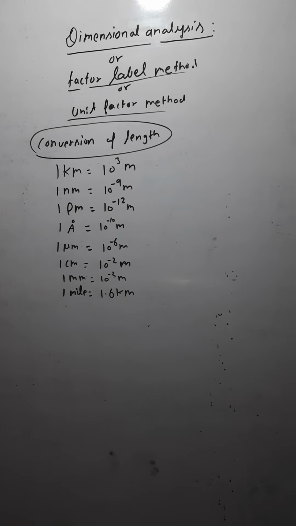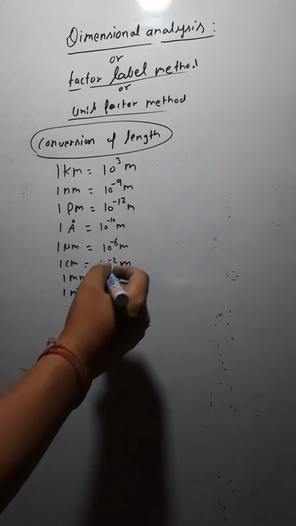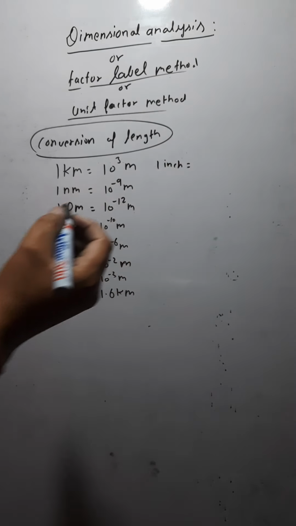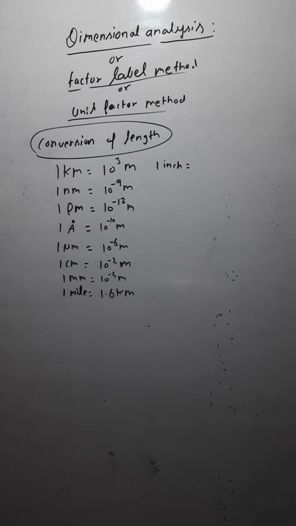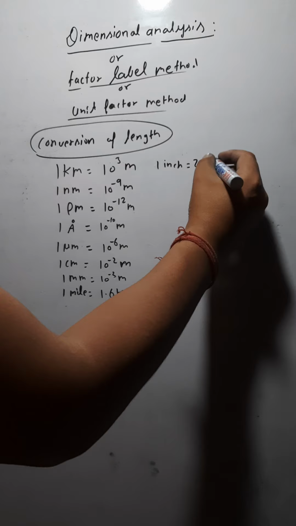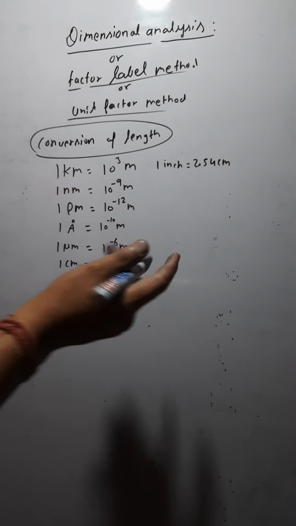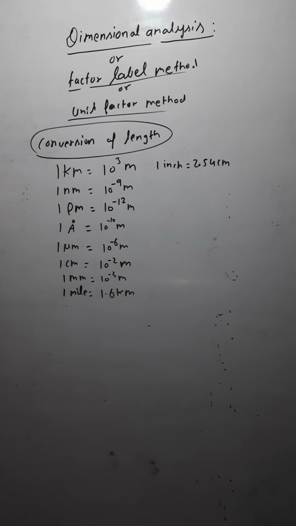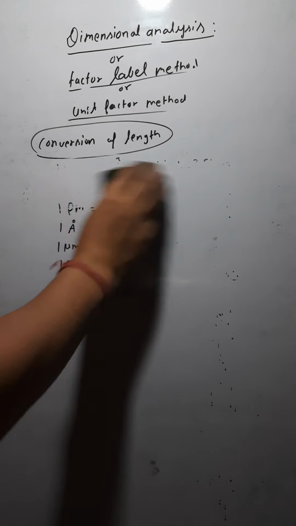And one more you have to know, that is 1 inch. In 1 inch, can you tell me how many centimeters there are? You have 2.54 centimeters in 1 inch. So this is how you would convert length from one system to another. So note it down. Then afterwards we will talk about the conversion of pressure. Okay, if you have written it.